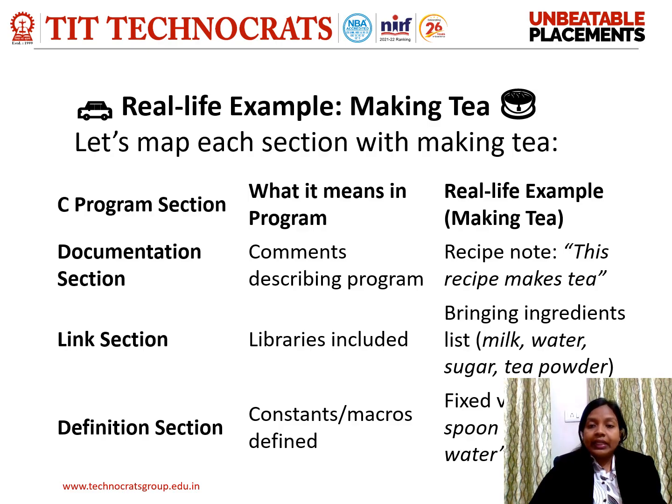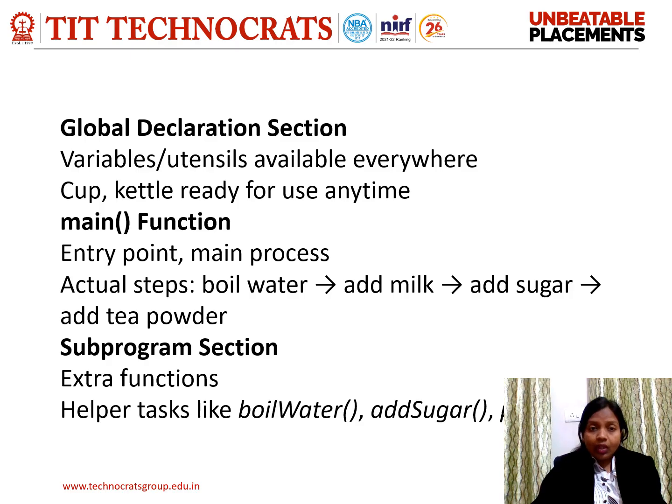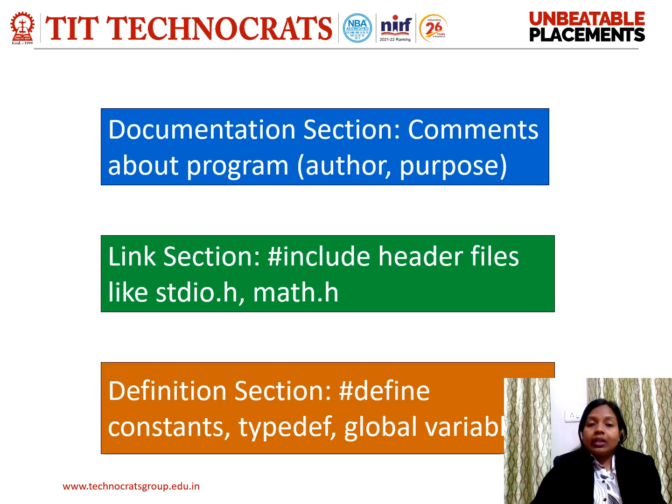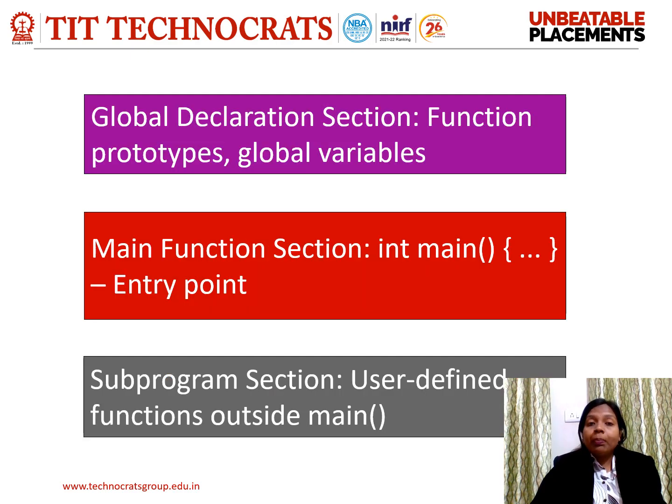Third is the definition section. What is the definition section? Constants and macros are defined. What is the global declaration section? Okay, clear. In the documentation section we have comments about the program. In the link section we have header files. Third, in the definition section we have global variables. Fourth, the global declaration section.